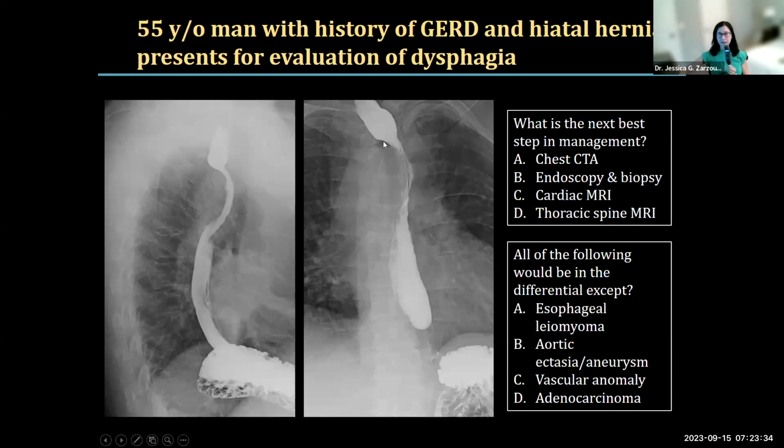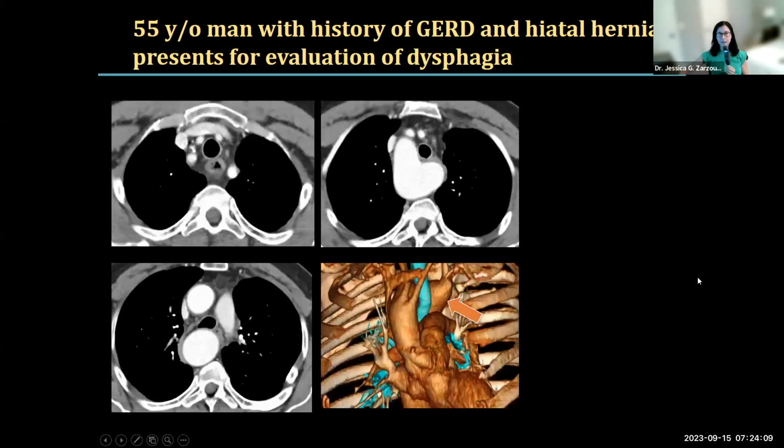This looks like it is arising from next to the esophagus and causing this mass effect. And so these other things are going to be in the differential. An esophageal leiomyoma is going to have these smooth margins. Aortic ectasia or aneurysm can have this smooth compression, or a vascular anomaly. This is not what adenocarcinoma looks like. I will show you some examples of that, but that is typically a malignant looking stricture within the esophagus itself, not something outside of the esophagus resulting in mass effect upon the esophagus.